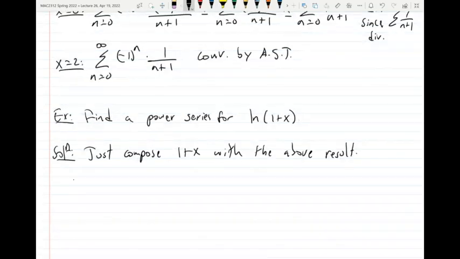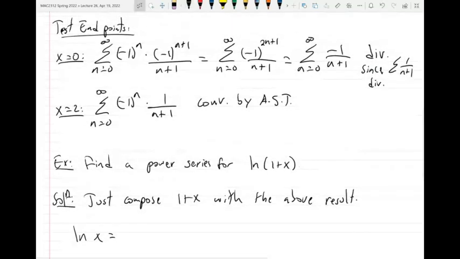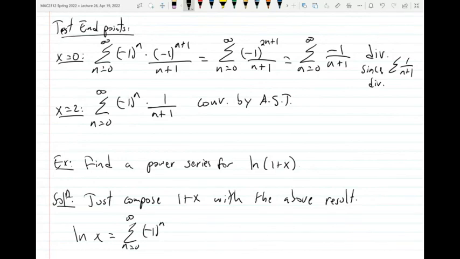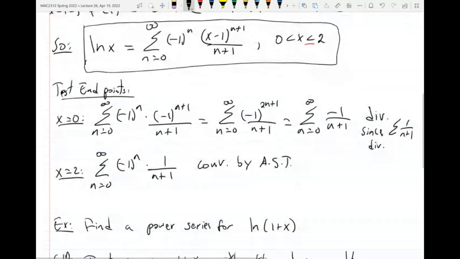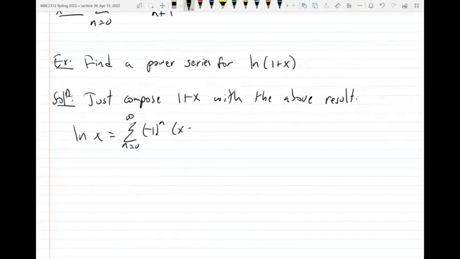Okay, so notice that we have that ln of x equals the sum from 0 to infinity of (-1)^n times (x minus 1)^(n+1) over n plus 1. This is what we had, okay?